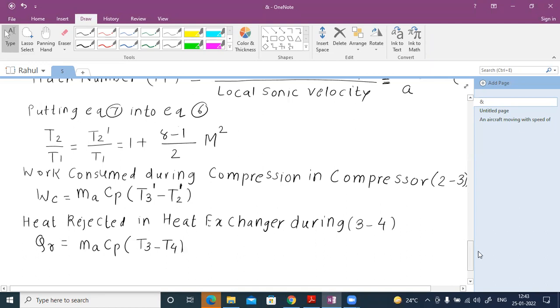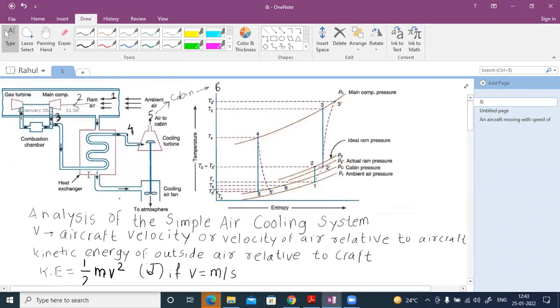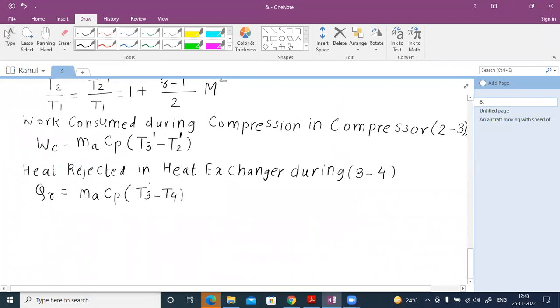Is that okay? See here, 3 to 4 occurs in a heat exchanger, right? So instead of 3, you can also write this as 3 dash, because 3 is the ideal and 3 dash is the actual. So I'll write this as T3 dash minus T4. Is that okay? Let me know. So this much amount of heat is rejected in the heat exchanger.